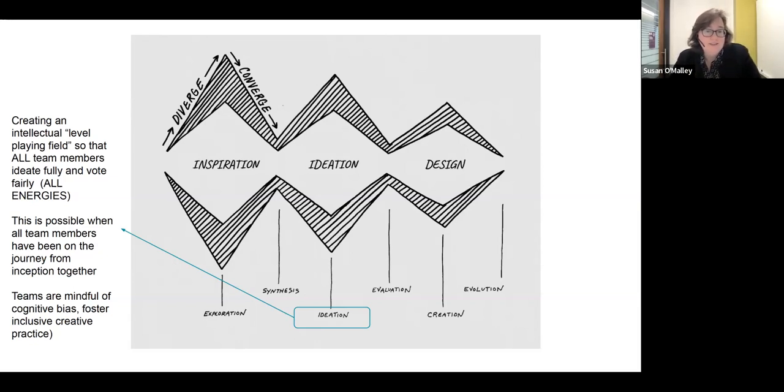I would also say that this is really powerful when teams have gone through this journey together, and when we're also mindful of cognitive bias, and we're doing some of those practices to support psychological safety.